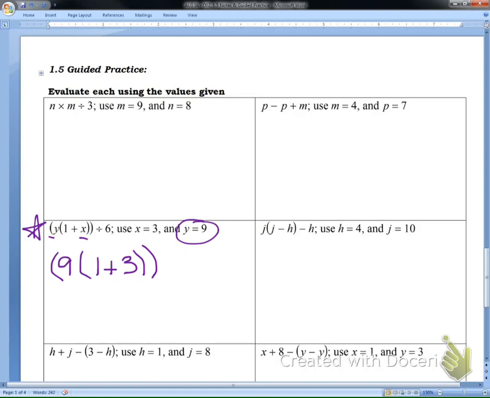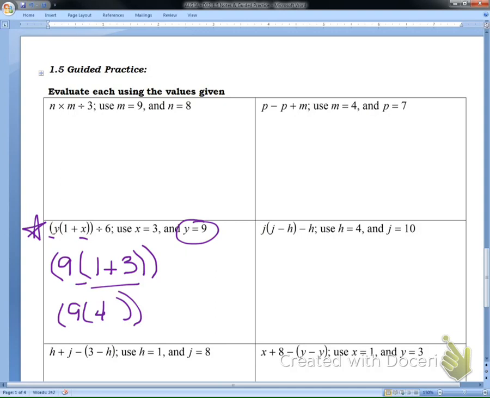Alright, you ready? So I've got a set of parentheses here. I need to do the innermost first. So I have 9 and inside that 1 plus 3 is 4 in parentheses. Notice what I did here. I kept that parenthesis here because this 9 is right beside this parenthesis.